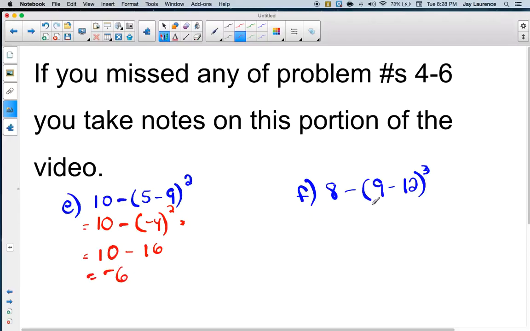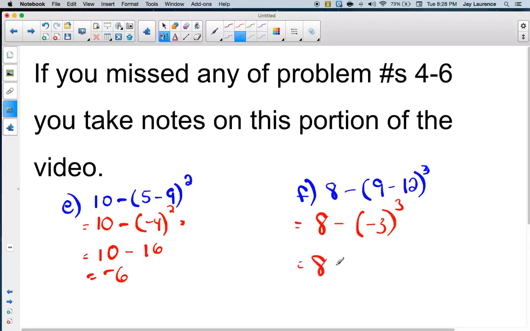All right, let's check out F. I'd like you to pause the video and then see if you get the answer that I get. Okay, so here it comes. So I'm going to do inside the parentheses first. So I'm going to have 8 minus, right there I didn't do anything, and 9 minus 12 is going to be negative 3. And that's raised to the 3rd power. So now I'm going to do the exponent portion of the problem.